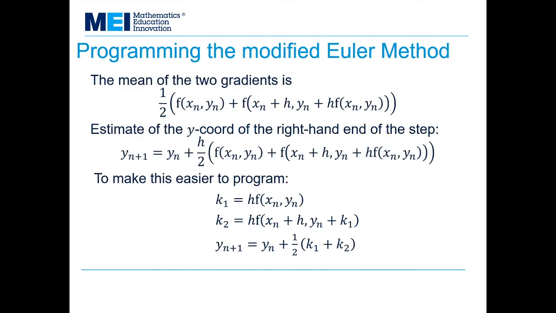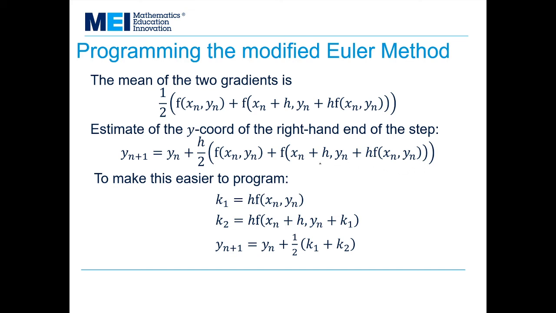Now this is quite a lot to program into our spreadsheet. So this is our new estimate for the y-coordinate on the right-hand end of the step. We've got our yn plus 1 equals yn plus, and then it is this average gradient, h over 2 times f of xn yn plus f of xn plus h, yn plus h f of xn yn. It's a mouthful to say, it's even more of a mouthful to type.